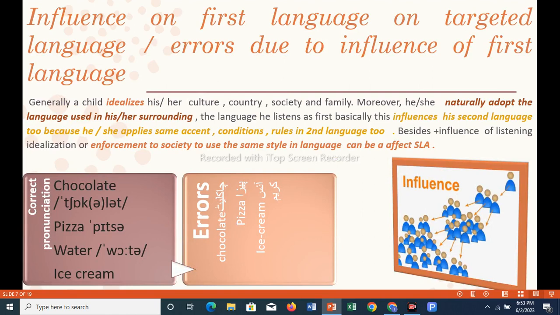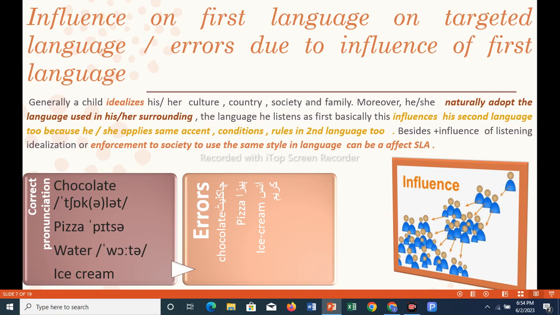Certain kinds of errors are basically produced with the influence of the first language. As we know, a person idealizes his or her language, culture and surroundings. He idealizes the situation, and he idealizes the pronunciation of the language where he lives. Moreover, society sometimes also forces the person or the child not to speak in a certain manner. This can also be a hindrance, or can create the influence of the first language on the target language. However, I think it is a part of the situation.